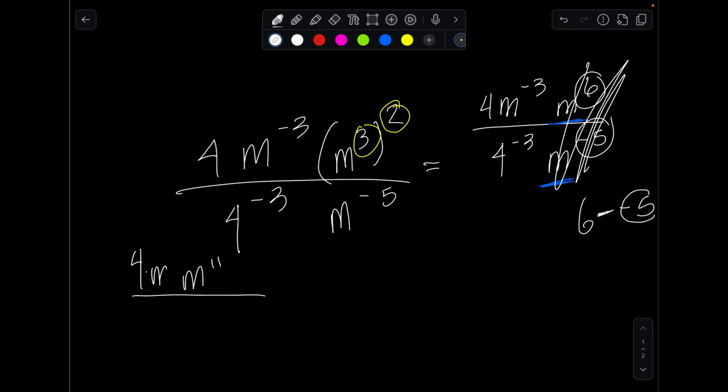4 times m to the negative third, 4 to the negative third. Okay, now you can take your product rule. This one's a hard one, you guys. 4 times this 1 here, right? Just keep your 4. And we have this rule called the product rule, where you can add the exponents. Negative 3 plus 11 is 8.